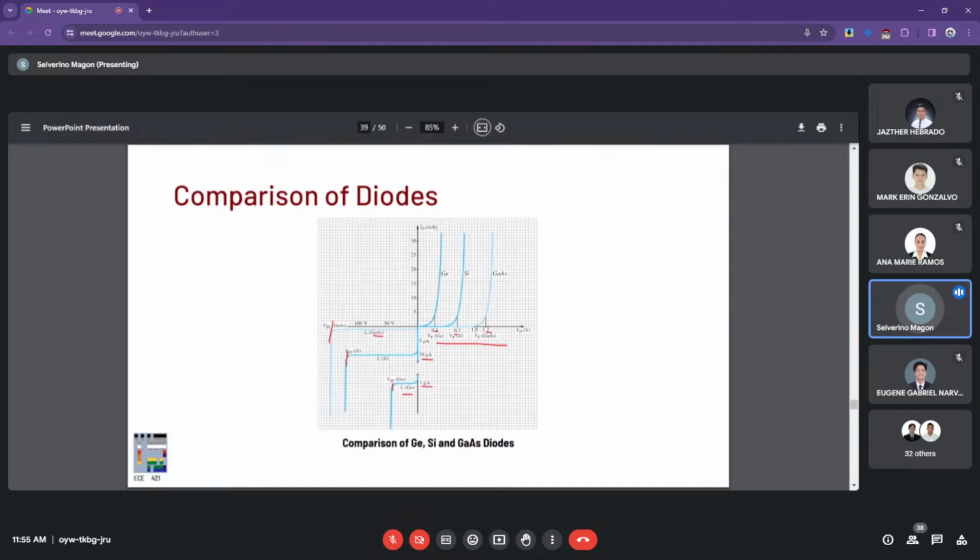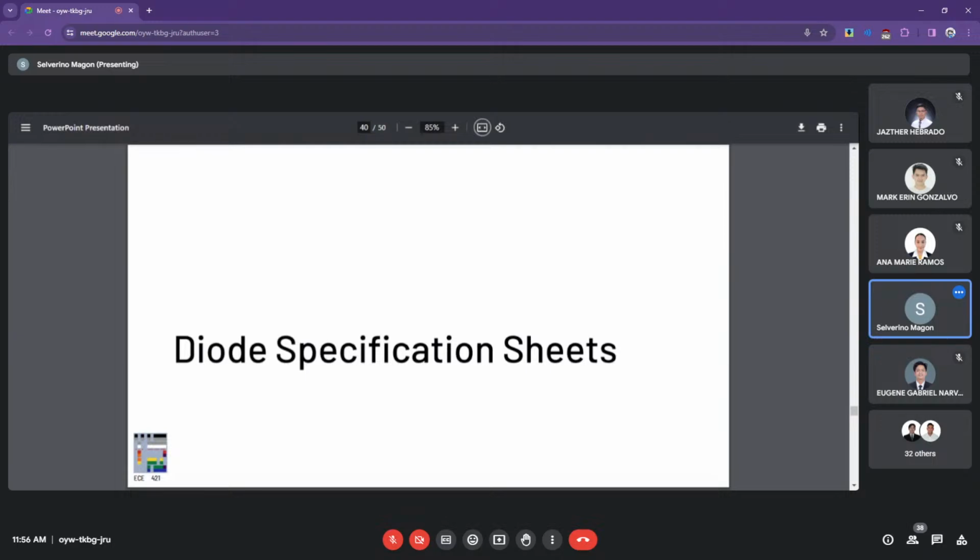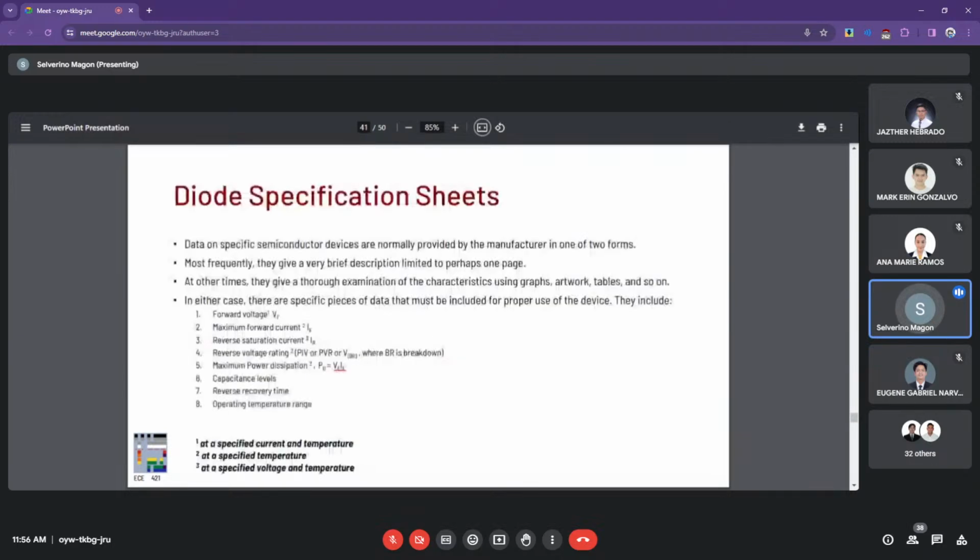So here are some comparisons of how various actual semiconductor devices differ. Of course, we have germanium at 0.3 and silicon at 0.7. Again, for compound semiconductors we have a forward voltage greater than 1. And here are some of the specifications to look into if we try to procure, or think of models to procure, when coming up with electronic designs.